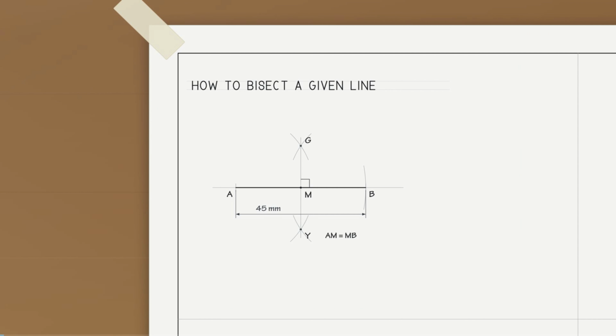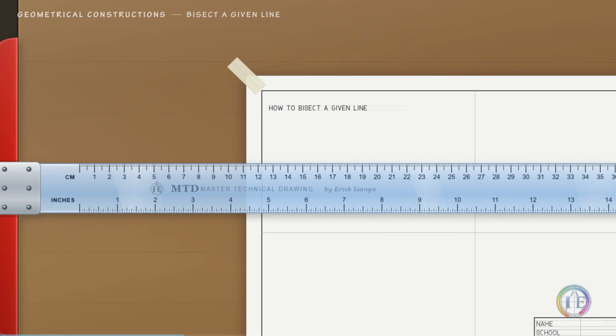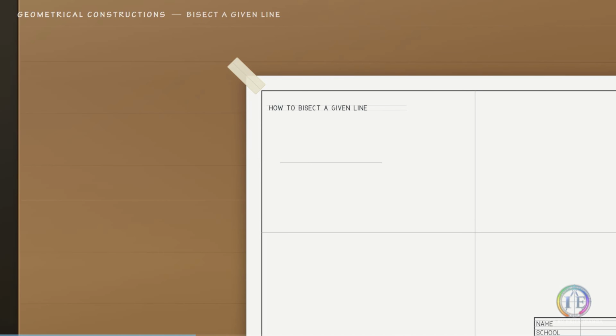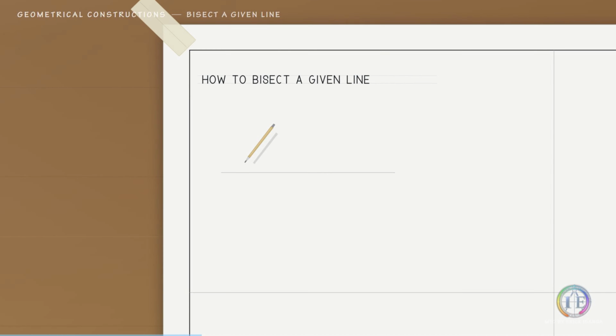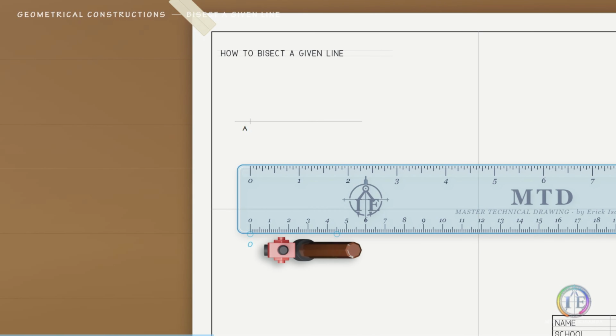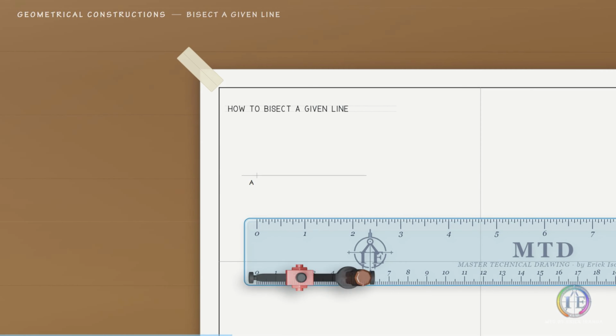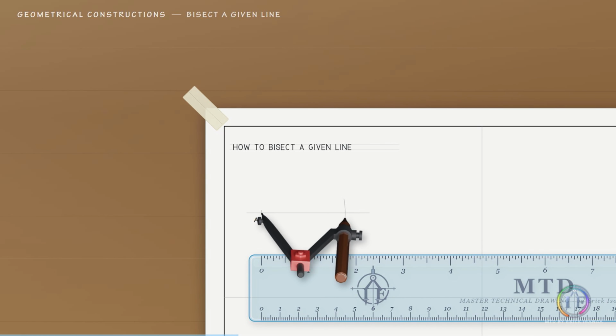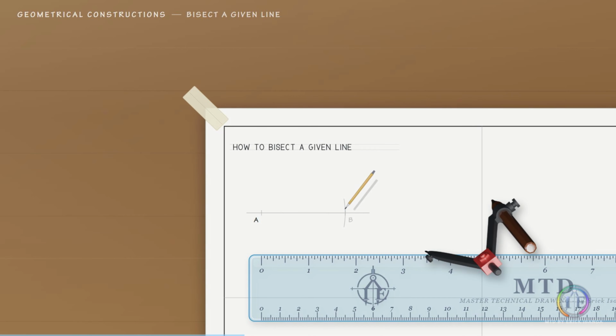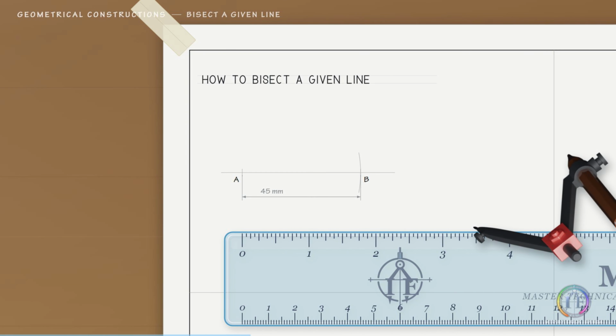In this lesson, we shall bisect a given line. Using the T-square and a sharp 4H pencil, draw a thin horizontal construction line. Mark the starting point A. Set the compass to 45 mm and transfer this distance from A to locate point B. AB is the given line.